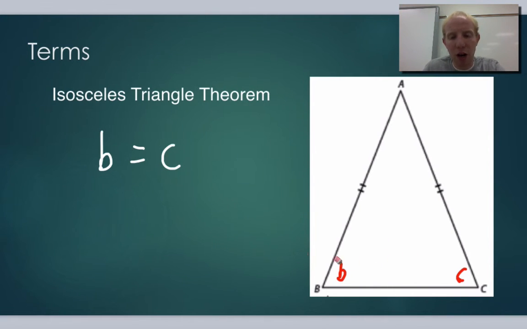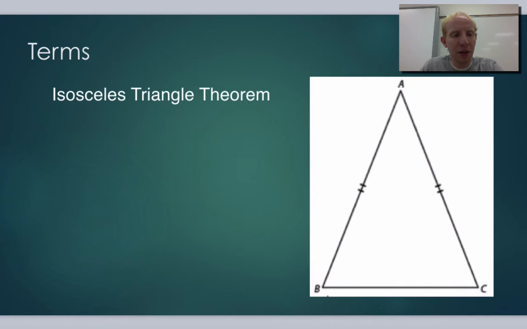Another way we could draw this that sometimes you'll see is you'll draw the two lines like this, showing that those two angles are the same. But B is always equal to C, or the two base angles are always equal to each other on an isosceles triangle.